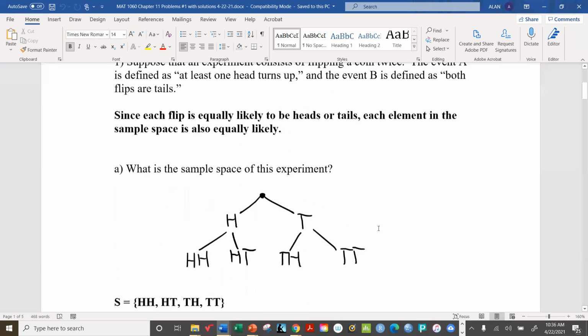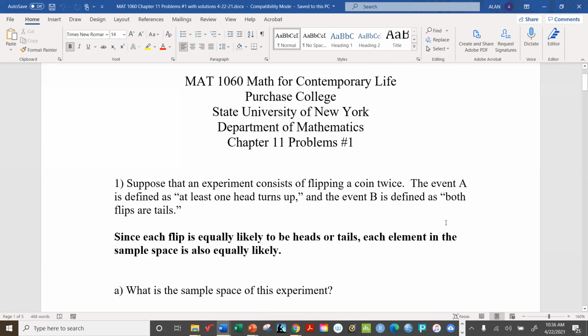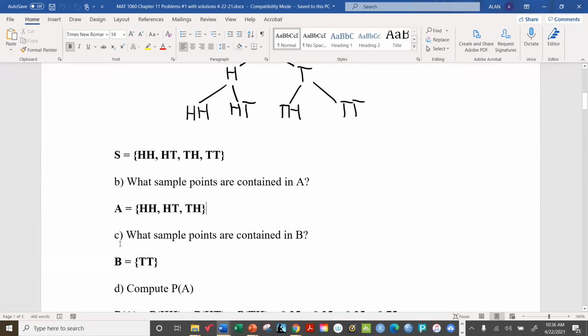Now for B, B was defined as both flips are tails. So clearly that would be this case, TT. That's the only time when we get two tails. So we've got our sample space defined. We've got our two sets defined, or two events. Now all the rest of these probabilities can be done basically by applying the rules that we learned. And in many of these cases, there's at least two different ways of getting at the same answer. So I'd like to go through all of them in each case, and you can decide which one you like the best. Okay, so in other words, you can always decide which approach you want to do and go with that.